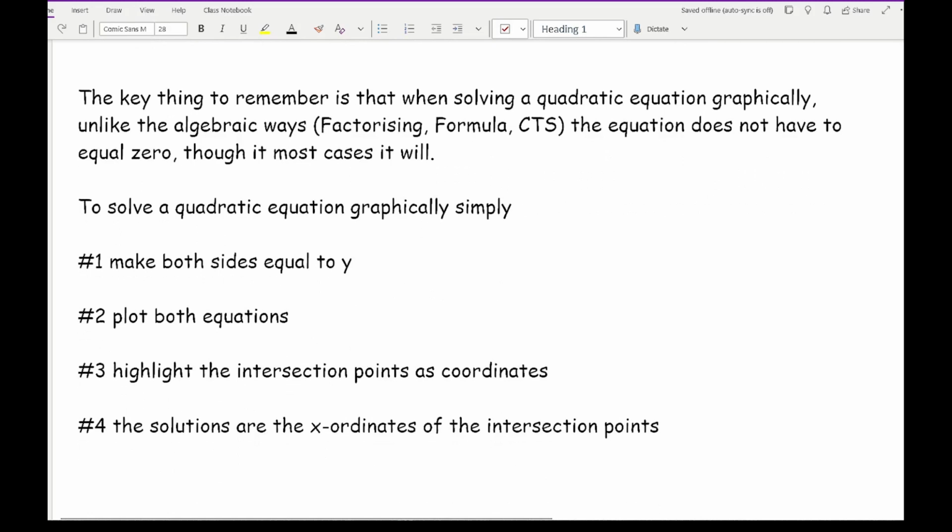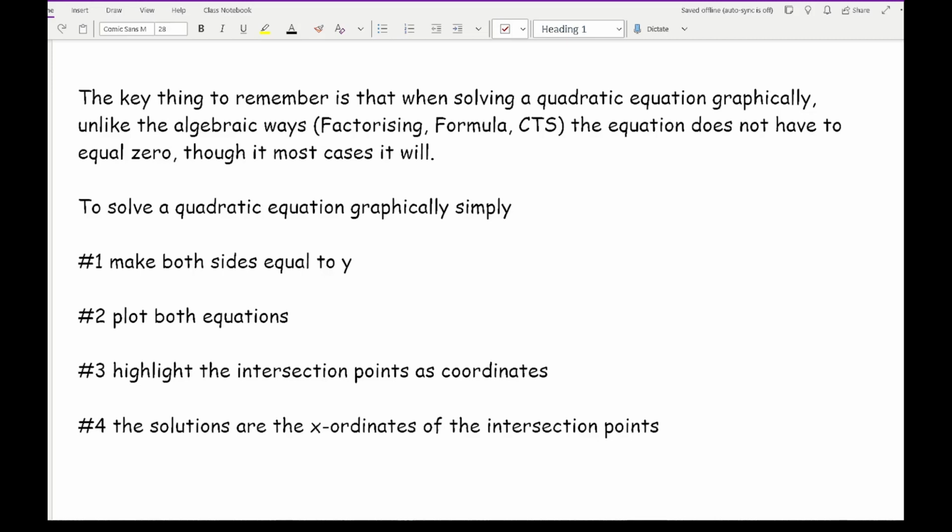Now, the key thing to remember is that when solving a quadratic equation graphically, unlike the algebraic ways of factorizing, using the quadratic formula, or completing the square, the equation does not have to equal 0, though in most cases it will. Now, there are 4 simple steps to solving a quadratic equation graphically.